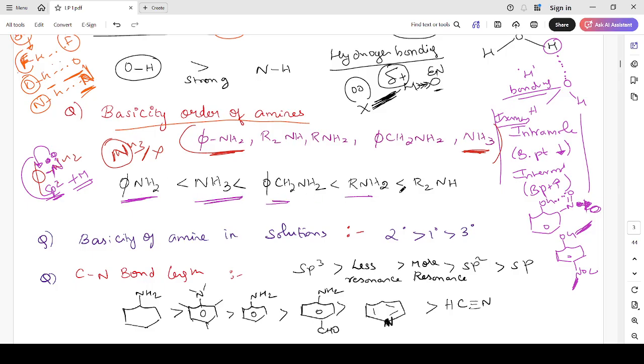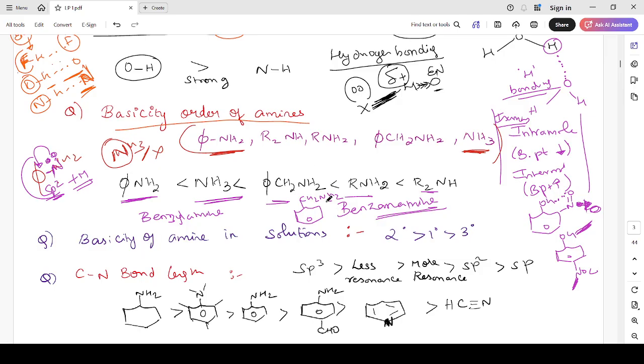Let's go for the next three combinations. What is this amine called, Surya? Yeah, benzylic amine. Correct. It is called benzenamine. The amine is called benzenamine. Common name is benzylamine.